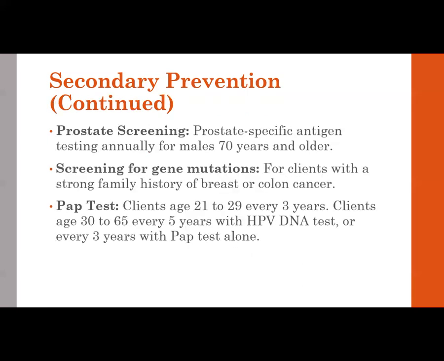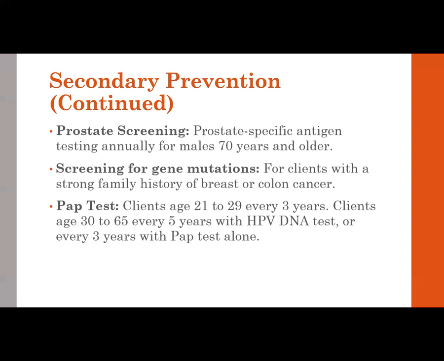Prostate screening. So what they'll do is a prostate specific antigen testing, which is a blood test used to screen for prostate cancer. And it's basically a test to measure the amount of prostate specific antigen. PSA is a protein produced by both cancerous and non-cancerous tissues in the prostate. And the prostate is that small gland that sits just below the bladder in males. And with this, you want to do it annually for males 70 years and older. And if there is a family history, once again, anytime you've got that family history, you just want to start these preventions earlier.